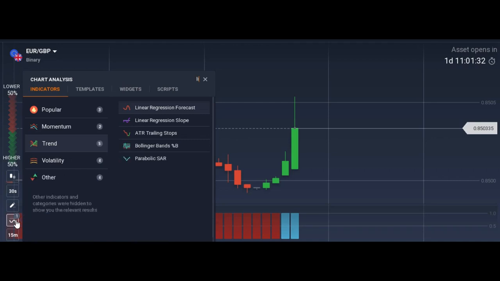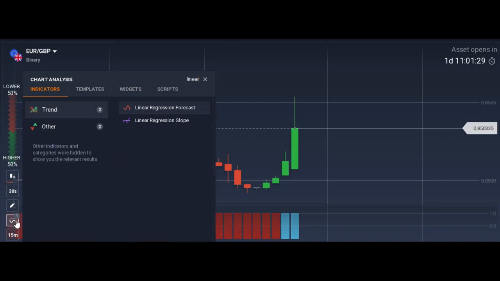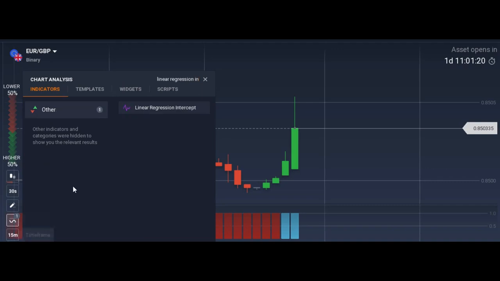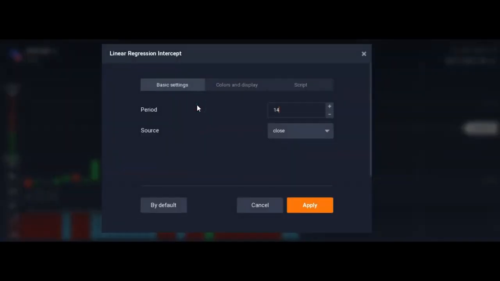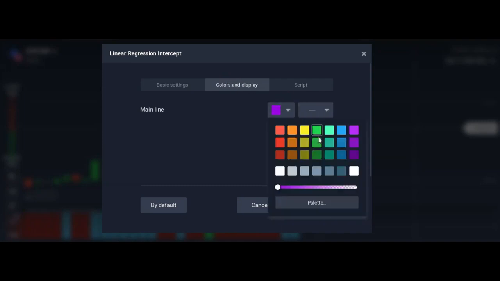Another indicator that we are going to use is the linear regression intercept. In period, we put 20. In source, we put close. And in color, we put blue.